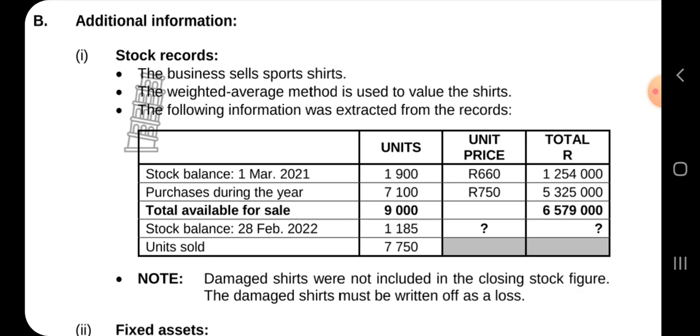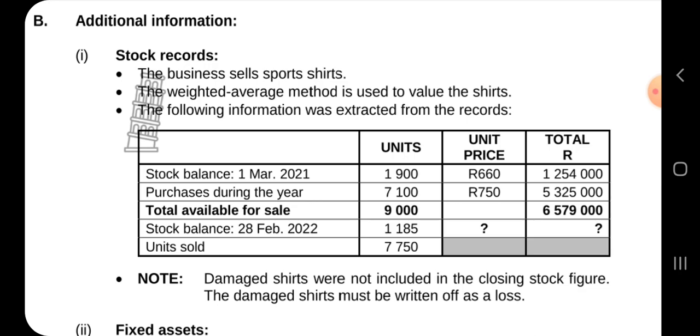So what you have to do here is calculate the value of the items that were damaged. For that you're going to take total available for sale, which is 9,000, and then subtract units sold, which is 7,750, and then also subtract stock on the 28th of February 2022. When you subtract those two items, you are going to get 65. So 65 units were damaged.